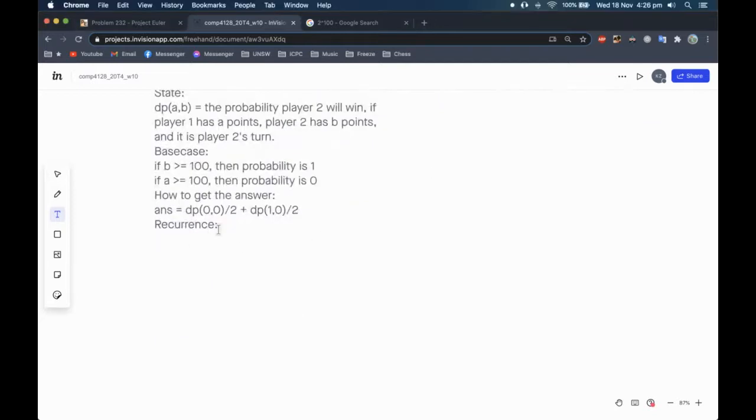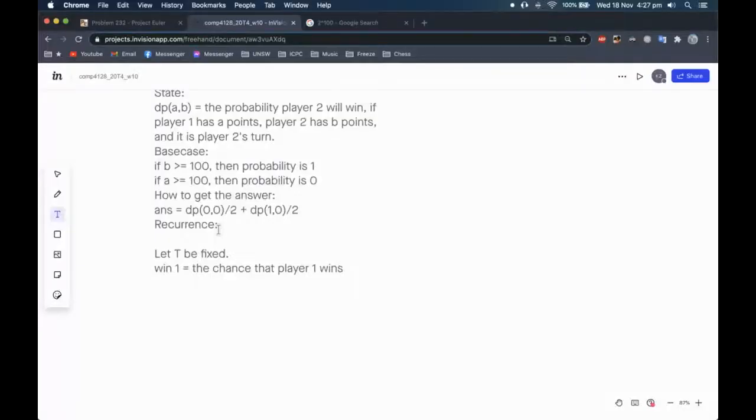Let's define a bunch of variables now. So let's fix t. We're going to fix the t to a certain value. I'm going to define win1 equals a chance that player 1 wins, gets ahead, right? Or I'll say it wins this turn.